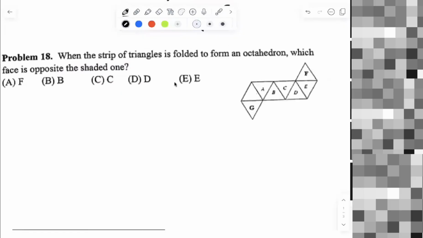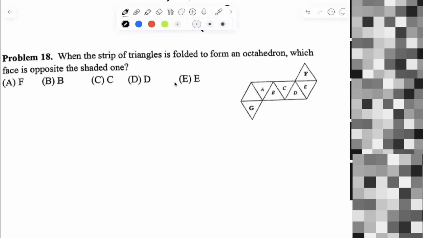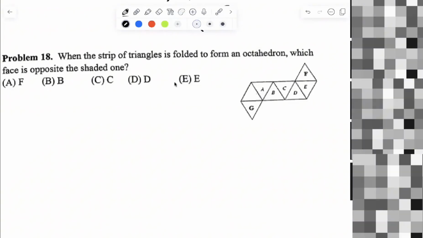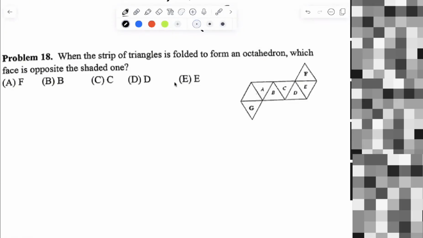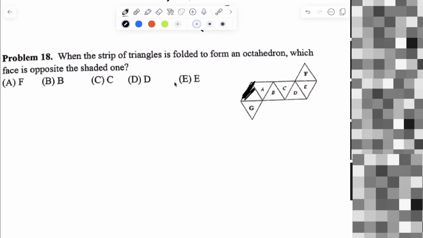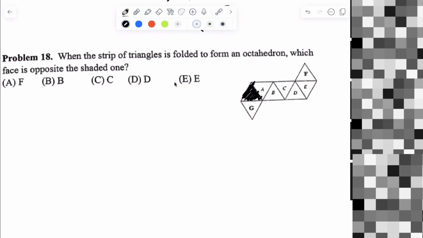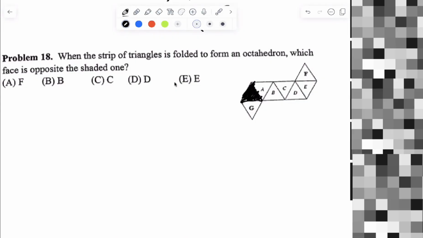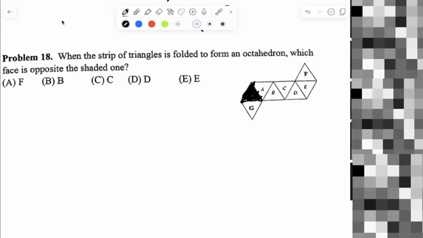Now let's move on to problem 18. When the strip of triangles is folded to form an octahedron, which face is opposite the shaded one? I'll let you guys have a try on this question and try to answer in the chat. And by the way, this is the shaded one. I'll shade it in real quick. There you go. Have a try on this question and tell me the answer in chat.